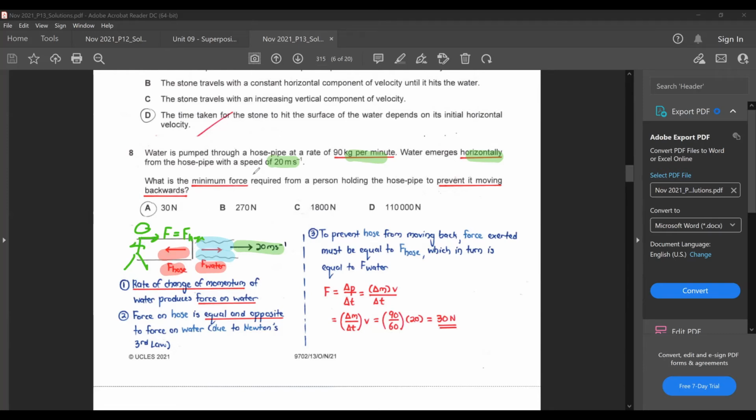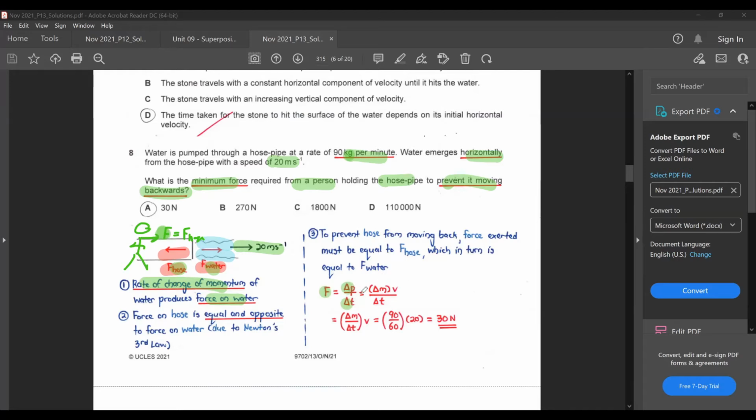All right. So here they ask, what is the minimum force required from a person holding the hose pipe to prevent it from moving backwards? The force required by the person is the same as the force acting on the hose, which is in turn the same as the force acting on the water. That's why we're doing the analysis on the water right now. Rate of change of momentum of the water produces the force on the water. So we want to find the force on the water. Force is rate of change of momentum.